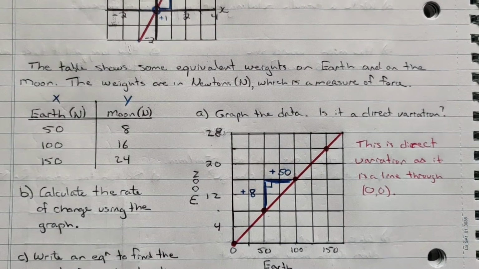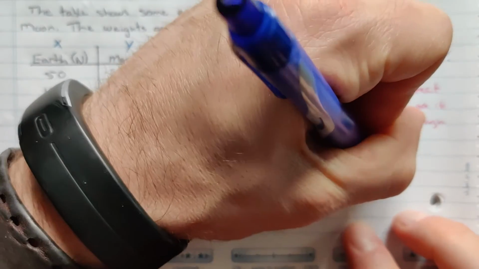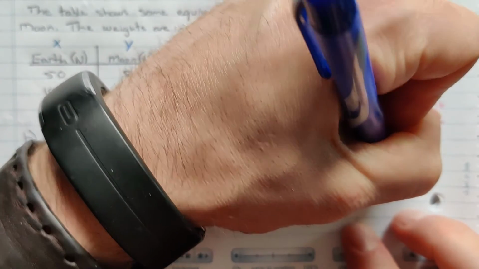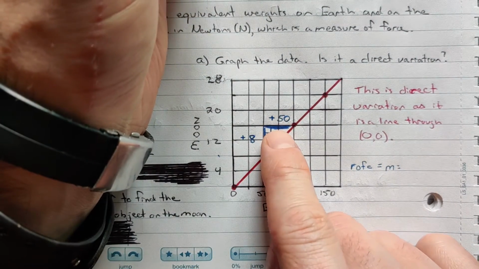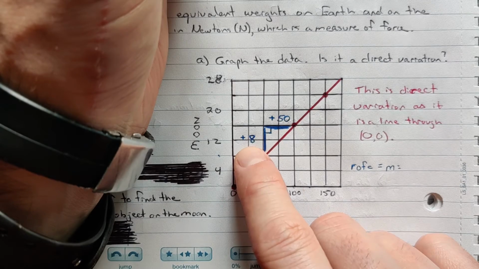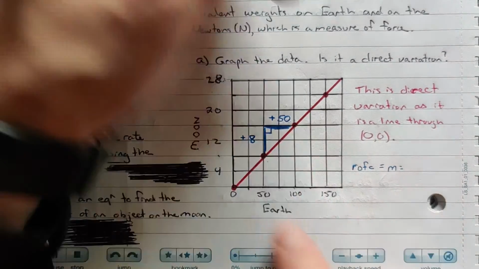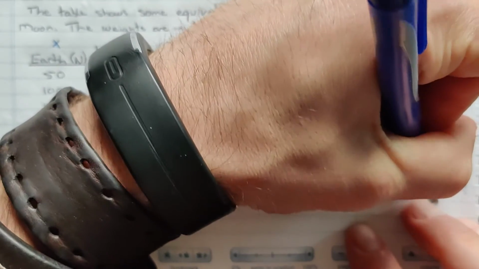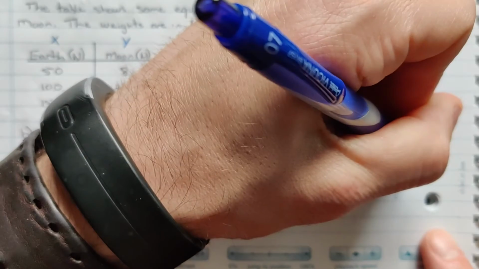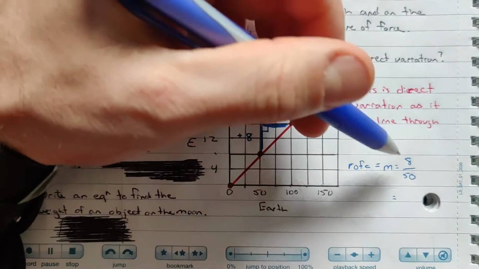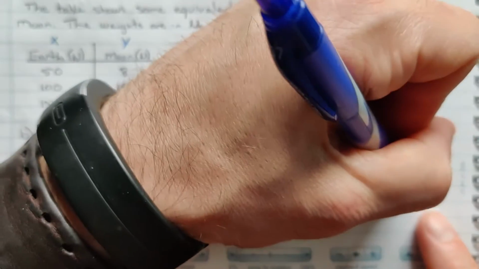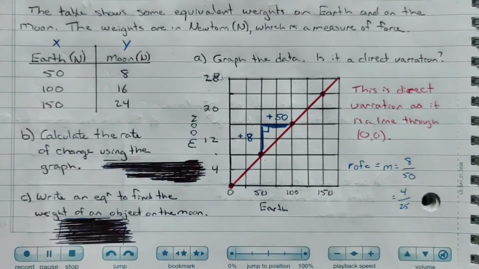So my rate of change is equal to the m value, which is, sorry, the rise 8 over the run 50. 8 over 50 does simplify down. 2 goes into both 8 and 50. It goes into 8 four times and into 50 twenty-five times. So we get 4 over 25.